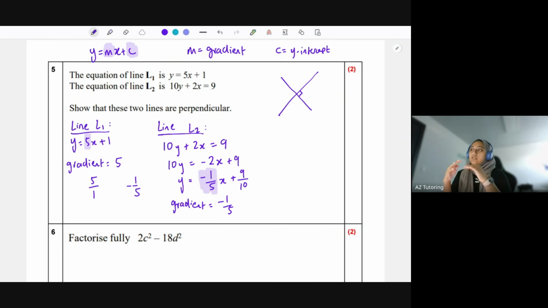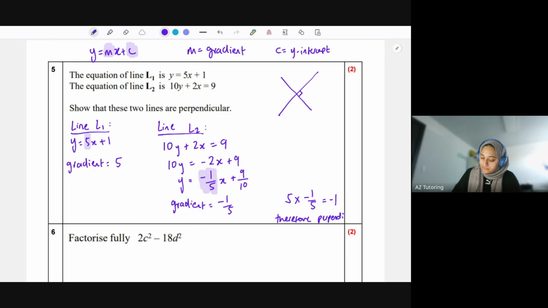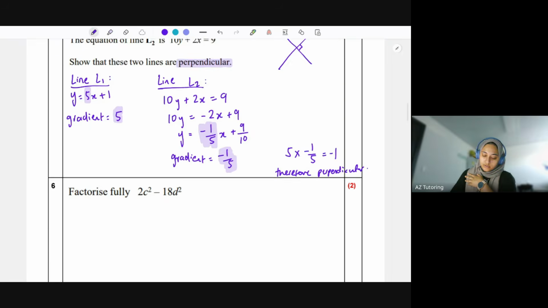You can't just write a sentence like -1/5 is the negative reciprocal of 5. What you have to write, what it says in the mark scheme, is you have to say 5 times -1/5 equals -1. So therefore, it's perpendicular. So the examiner wants you to write that when you multiply both of these gradients together, you get -1. That shows that they're perpendicular. So that's how you do that question for 2 marks. Remember, if you're showing that two lines are parallel, the gradient should be the same. Okay, so that's that one.